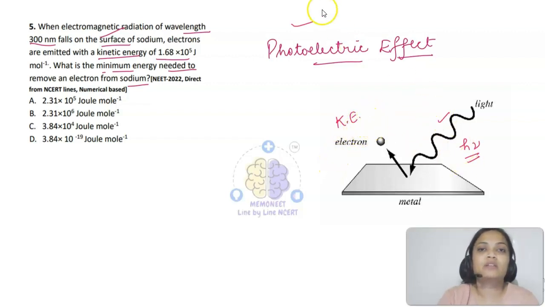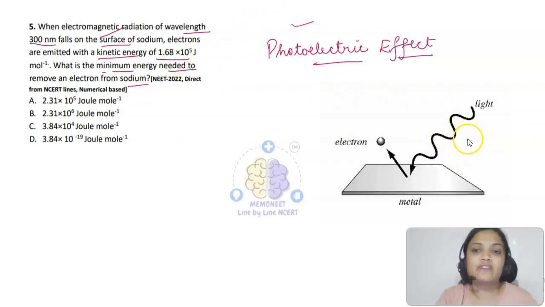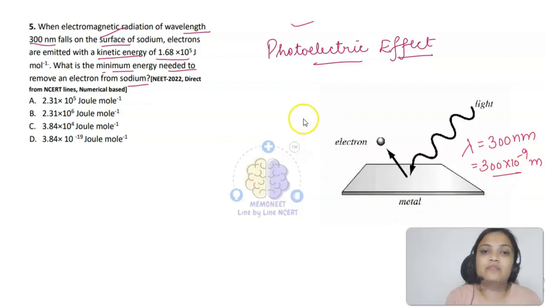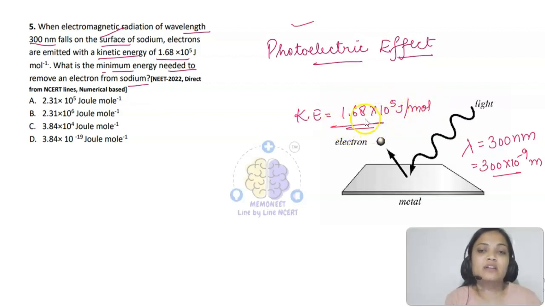Okay, so here this is the energy of the light wave that is being put, but in this question whatever is given to us we will be writing that. So try to understand this. They are saying that electromagnetic radiation of wavelength 300 nanometers. So this radiation is being put on the metal, which is 300 nanometers. So 300 into 10 to the power minus 9 meter I can write, and electron is emitted with the energy. So kinetic energy is given, students, 1.68 into 10 to the power 5 joule per mole. Joule per mole means this is the energy emitted when 1 mole of electrons are emitted. Okay, so that's the energy for 1 mole of electrons, not just one.